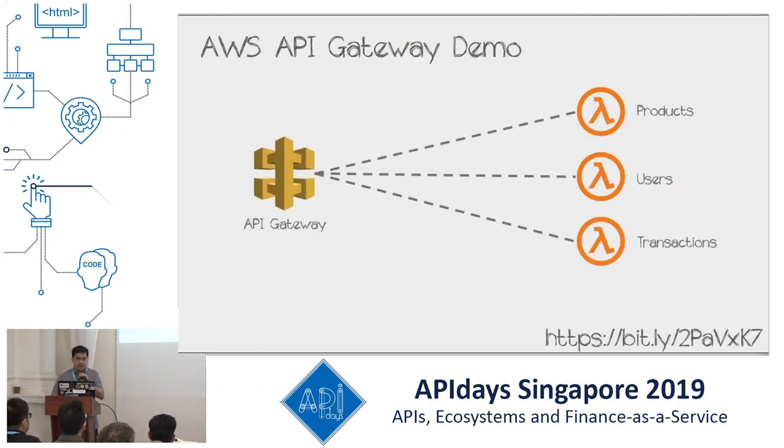I have a simple demo about AWS API gateway aggregating downstream functions. You can get access to it from the link below.